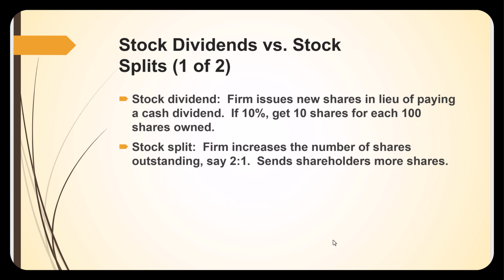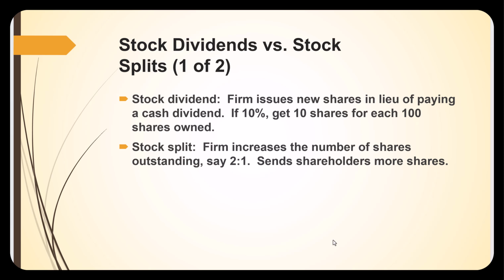One other thought to think about with respect to dividends is something that's referred to as stock dividends and stock splits. A stock dividend is when a firm issues new shares instead of paying a cash dividend, right? The investor gets nothing other than more shares. So if it's 10%, you get 10 shares for every 100 shares you own.